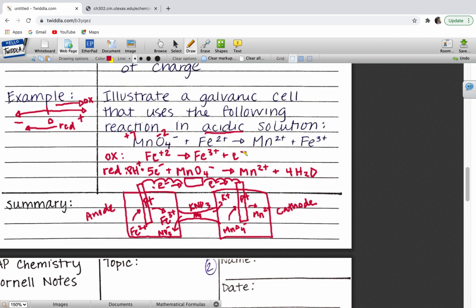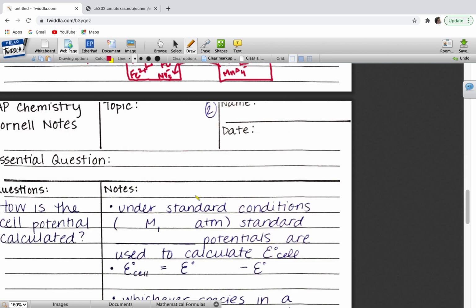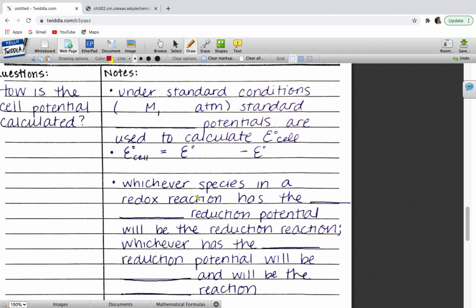All right, so this all looks really good. We've got the whole thing happening here, right? But my box is empty. I don't know what to put in here for the voltage. We actually have to figure out what to put in that box. What is the voltage of this cell? So let's talk about how cell potential is calculated. What is that voltage going to be for this?